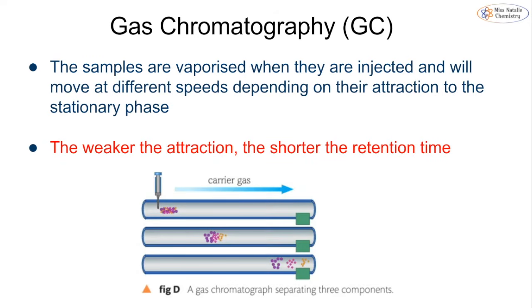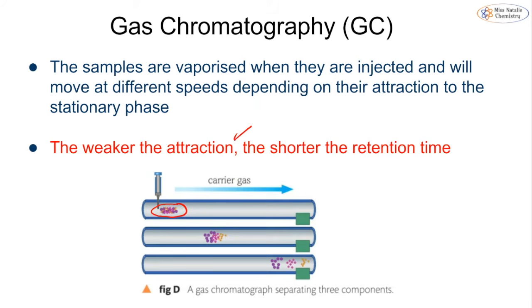So the samples are vaporized when they are injected, so it doesn't have to be a gas that we are injecting. We can inject a liquid that is then vaporized into a gas. And of course, depending on their attraction to the stationary phase, they will move at different speeds. So you can see that we've got this mixture here of the purple, pink and yellow gases, and as they pass through the column with the carrier gas, they're separating out. So the yellow will be detected first, then the pink and then the purple.